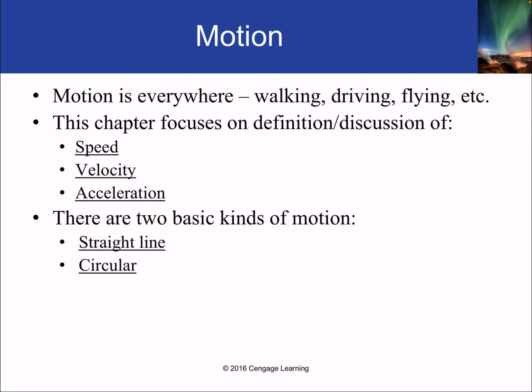Now, there are two types of motion. There are straight line motion and circular motion. Straight line motion, I'm going from point A to point B in that straight line. I'm not going to deviate from that straight line. Whereas circular motion, I'm going around in a circle. The Earth going around the sun is a circular motion.